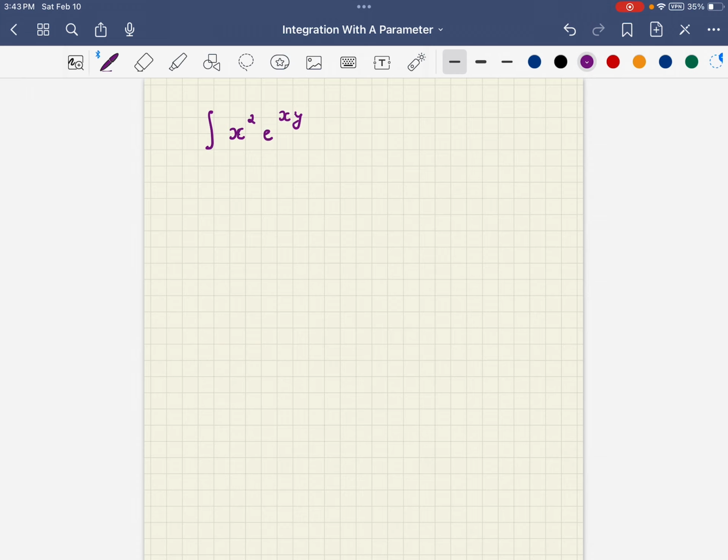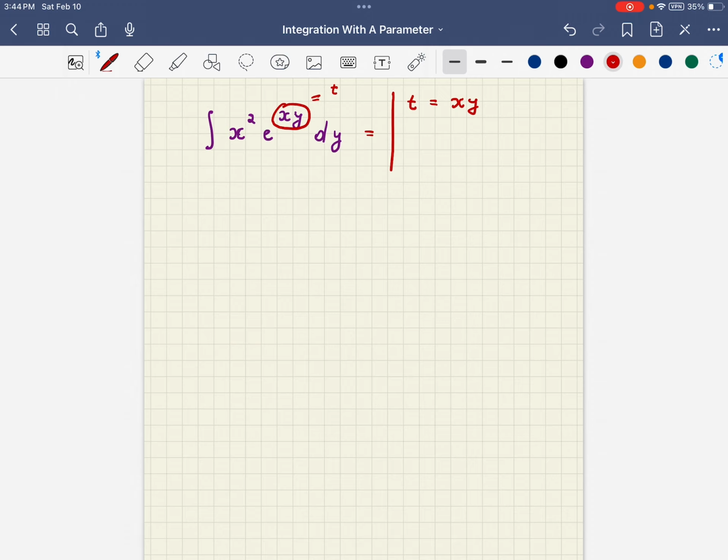We're integrating x squared e to the power xy with respect to y. And again, we're going to make a substitution, and we're keeping in mind that x is a constant, possibly x equals 2, maybe 7, maybe -1, maybe some other number. And so we're going to make, just like we did earlier, we're going to substitute x times y equals t. Okay. And so that's going to be our substitution, t equals x times y.